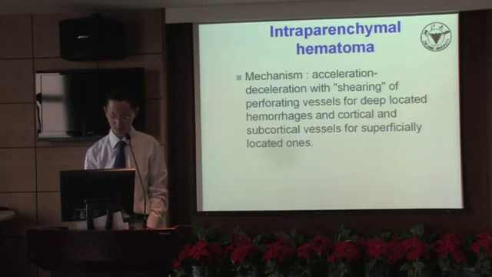Traumatic intraparenchymal hematoma is not thought to be the result of brain parenchyma impacting against the skull base. The mechanism is usually acceleration and deceleration with shearing of perforating vessels for deep located hemorrhage, and cortical and subcortical vessels for the superficial located ones.